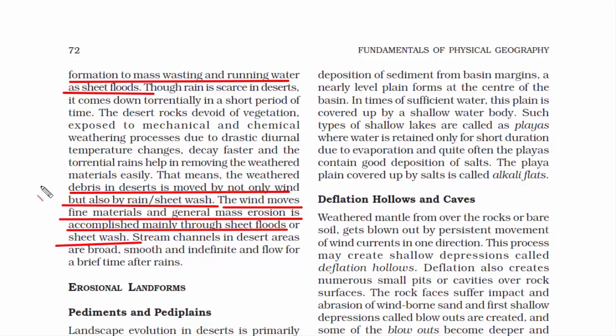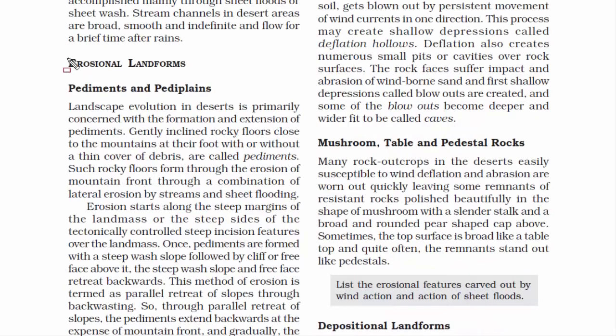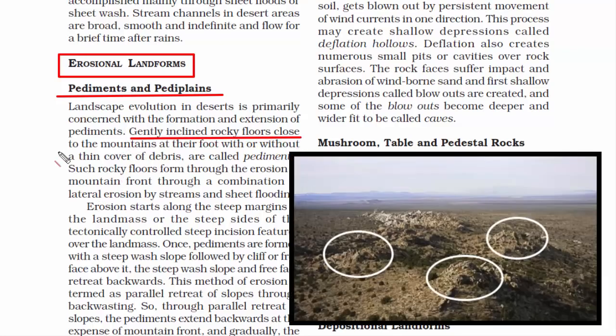Stream channels in desert areas are broad, smooth and indefinite and flow for a brief time after rain. One good example is the river Luni in Rajasthan. This river has hardly any water, but when it rains, it causes floods. Now we will read about some erosional landforms that exist due to winds, and all these landforms exist in deserts. The first one is pediments and pediplains. So what are pediments? These are basically rocks that are just above the earth's surface, and they are not covered with soil debris.